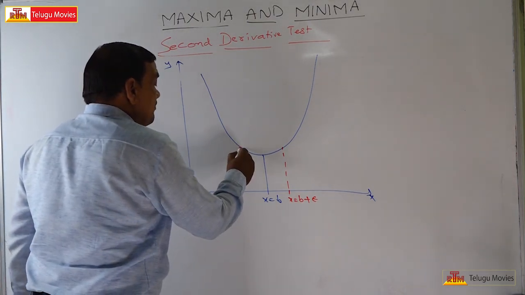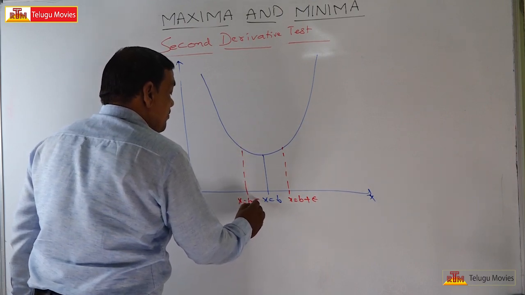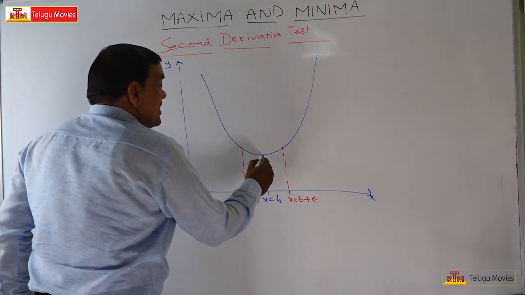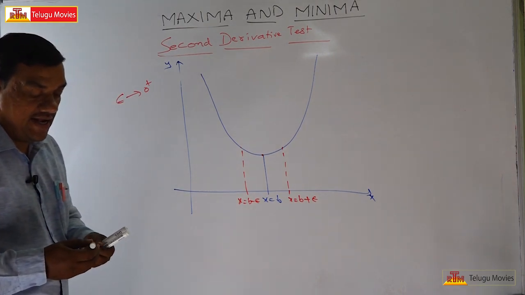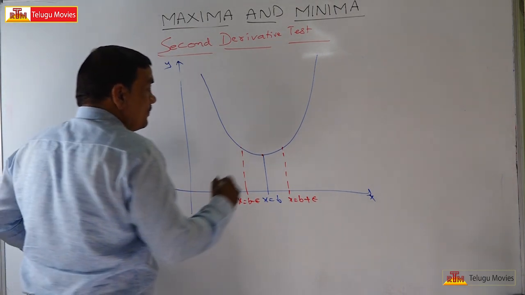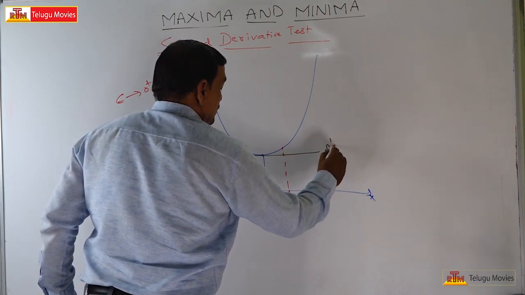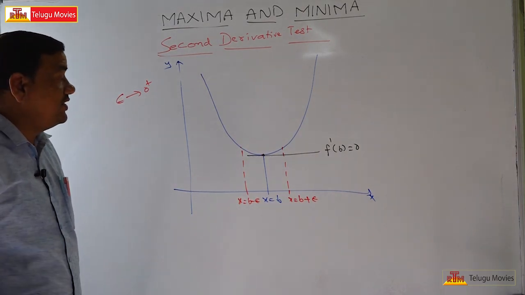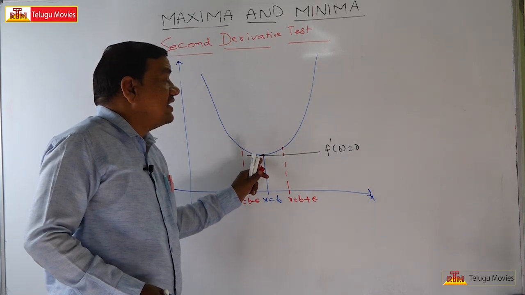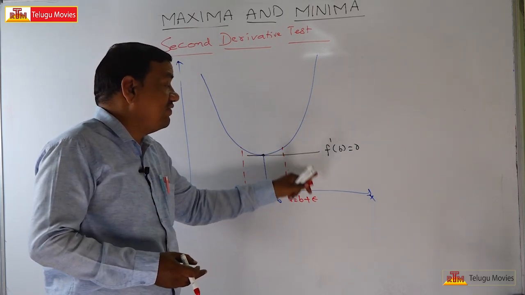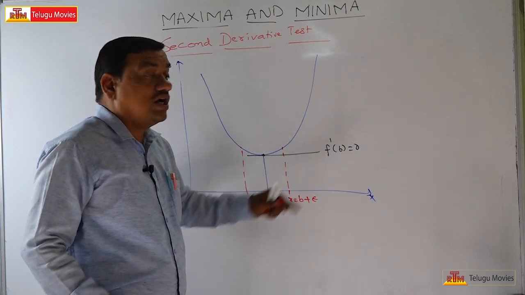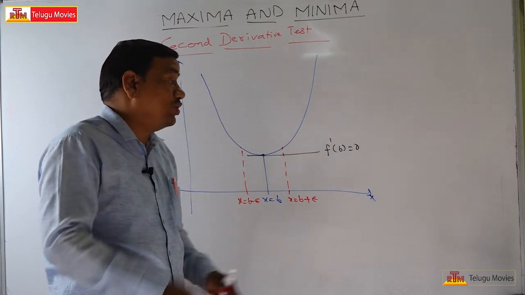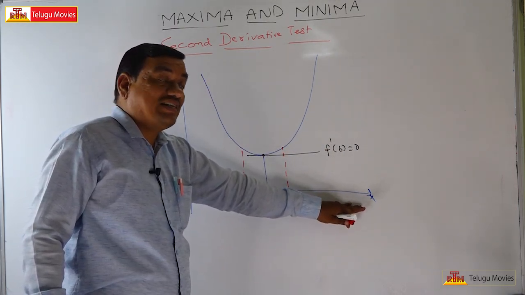On the left hand side you will have x is equal to b minus epsilon. Understand? At exactly x is equal to b, we have f dash of b is equal to 0. Why? Because it is a turning point. So if you draw a tangent at x is equal to b, the tangent will be parallel to the x-axis. Therefore, the slope of the tangent at the point x is equal to b will become 0, because the slope of the x-axis is equal to 0.